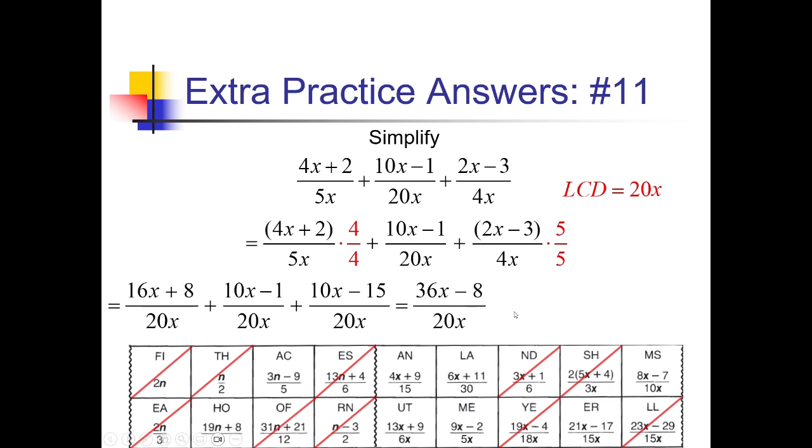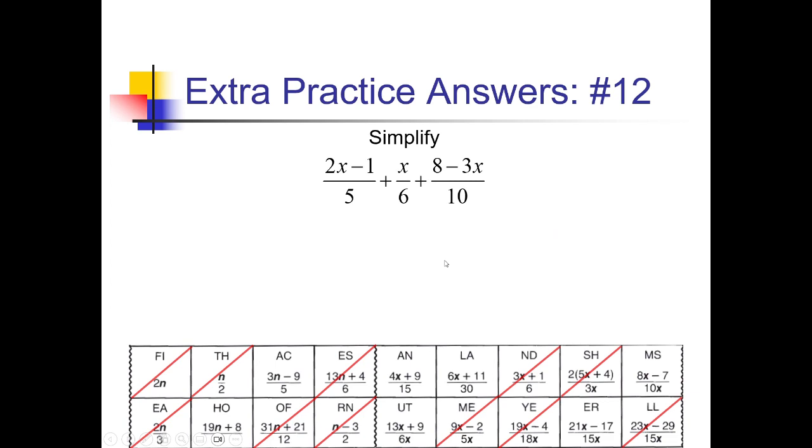There we go. Now I can take a 4 out of all of these things. So let me take a 4 out of 36x and 8. That gives me 9x minus 2. 4 and 20 reduces to 1 over 5. So then I end up with 9x minus 2 over 5x. And I see that right down here, so cross that off, and it's on to the final problem.